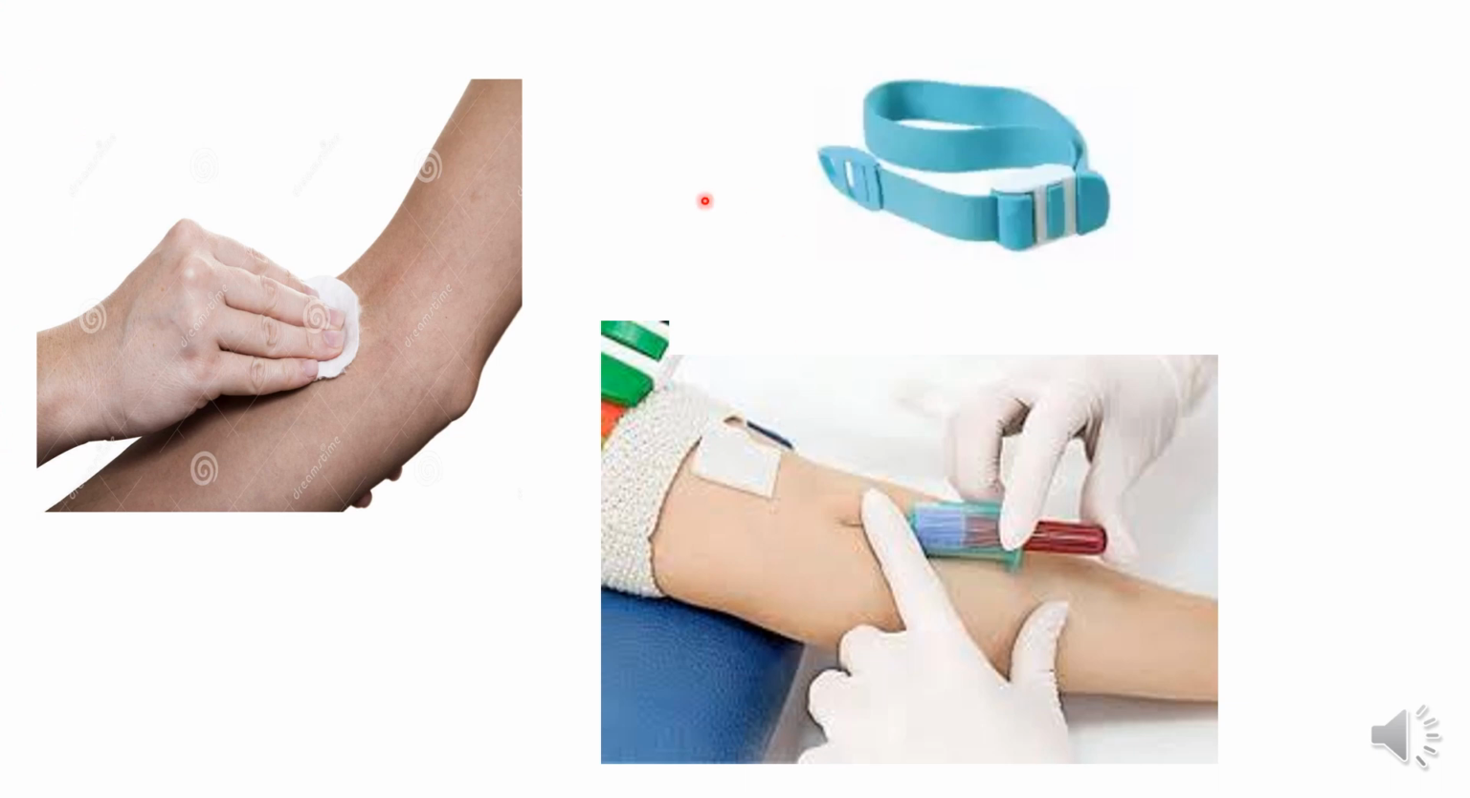So in order to carry out blood collection, first we need to select a site, and after selecting the site we need to disinfect it with the help of spirit or alcohol, and generally we use 70% ethanol. Then we use a tourniquet, which helps the vein to become prominent, and after tying the tourniquet, disinfecting the area, this is how the sample is collected.